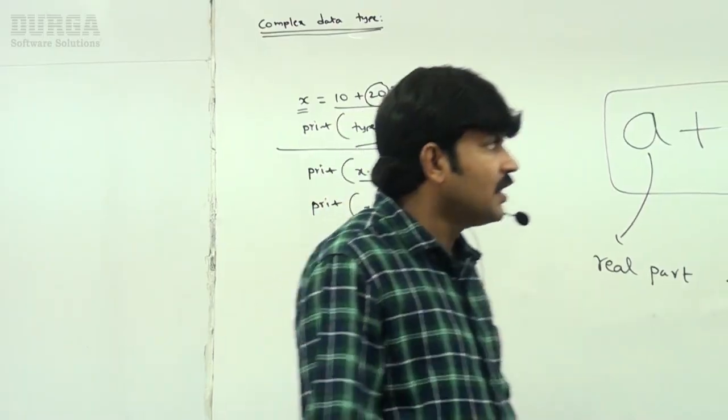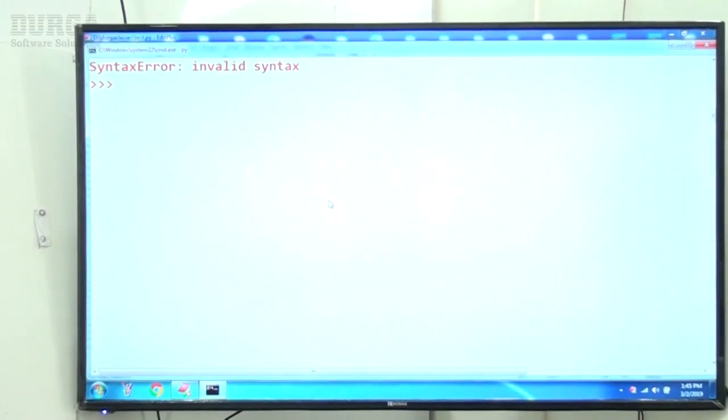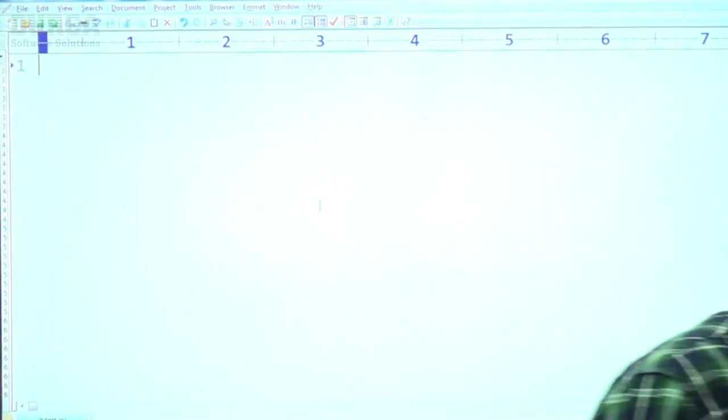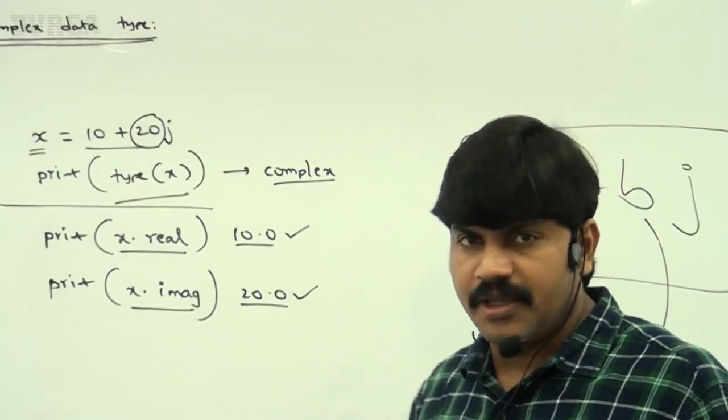Have a look once. Now let me take x is equal to 10 plus 20j. Sir, x dot real, what is the value? 10.0. x dot imag, remember, don't say imaginary, it is imag. 20.0 we are going to get. That's all. So if you have a complex number, this is how you can find the real part and the imaginary part.